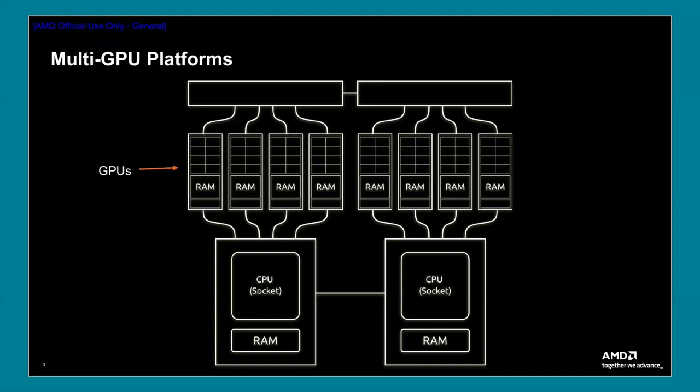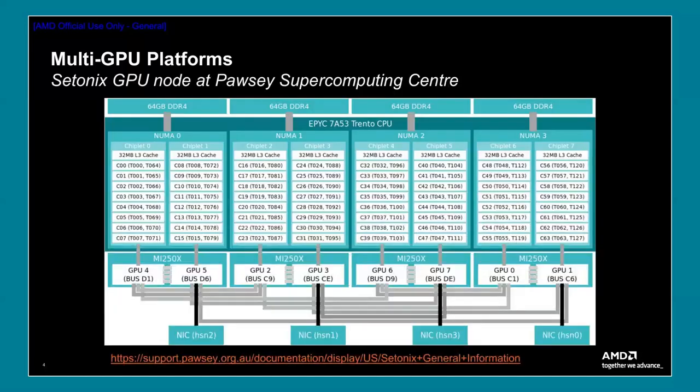Now, as an example of what this looks like on leadership class computing systems, this is a diagram of a Setonix GPU node. Setonix is a supercomputer, an HPE Cray system at Pawsey Supercomputing Centre. What we have in this diagram are 4 distinct NUMA domains. It's the EPYC 7A53 Trento CPU. There are 4 NUMA domains, and within each NUMA domain, there are 2 chiplets that organize basically 8 compute cores that share an L3 cache together. Each chiplet has a connection to what's called a graphics core die.